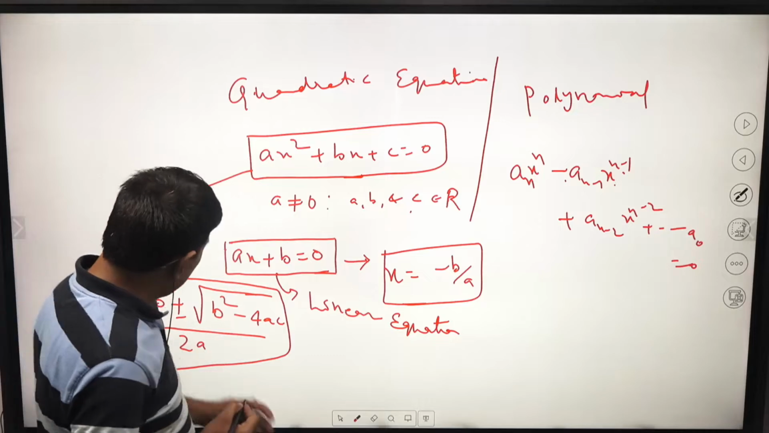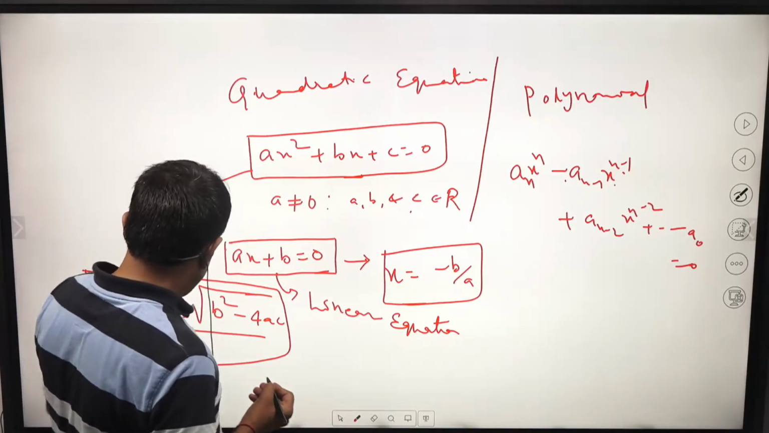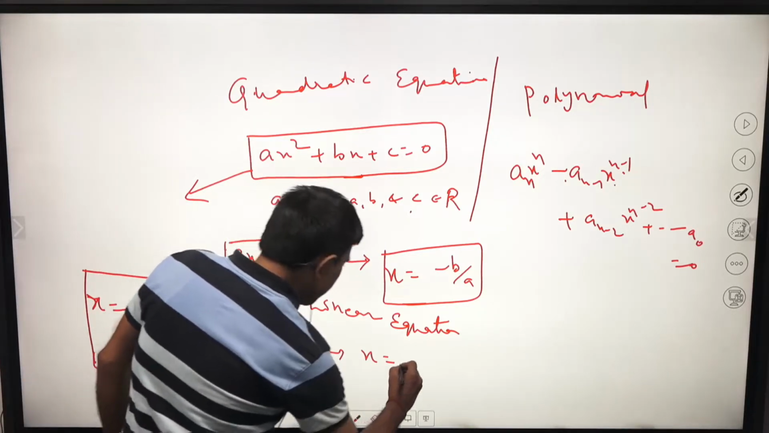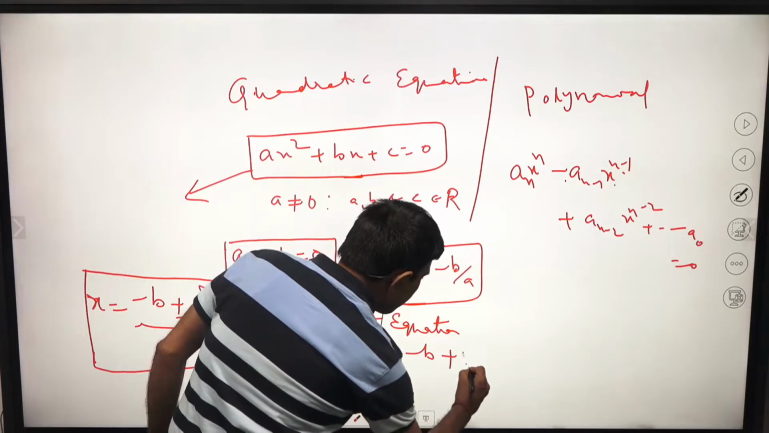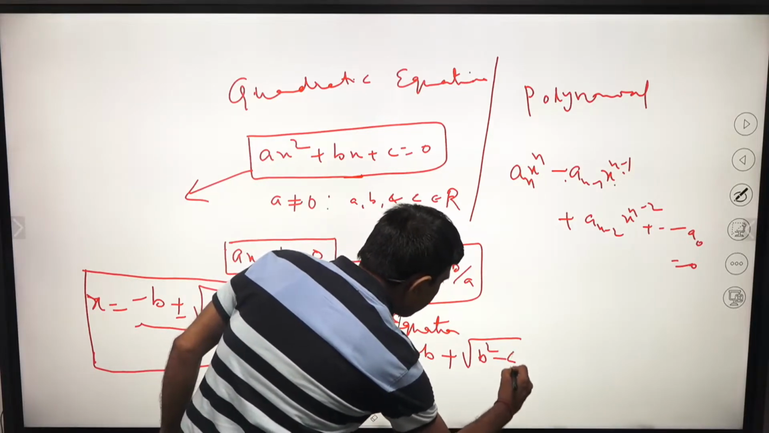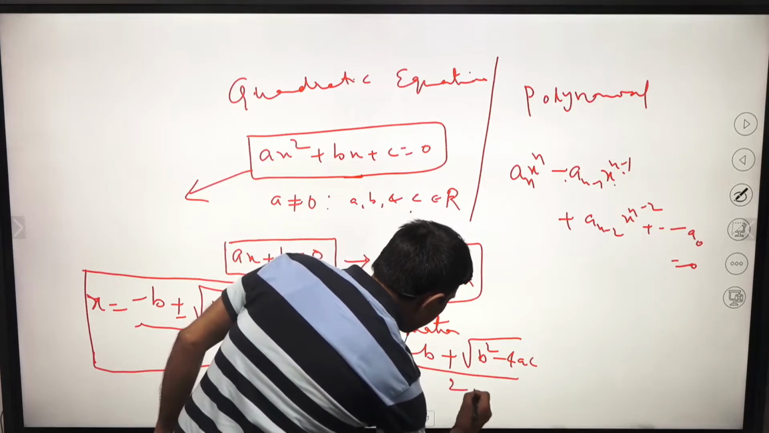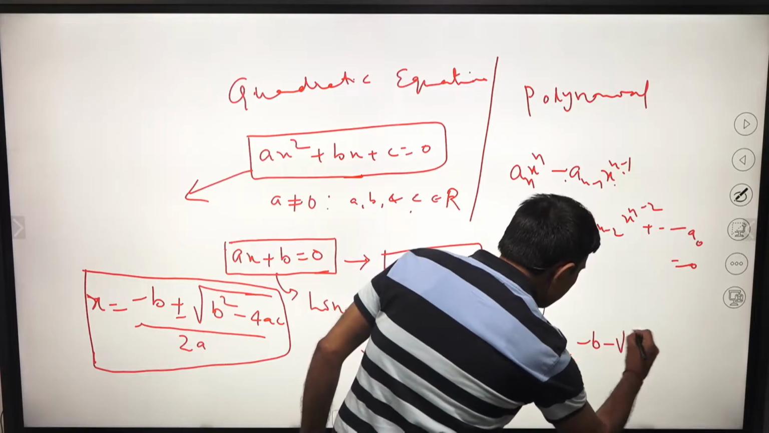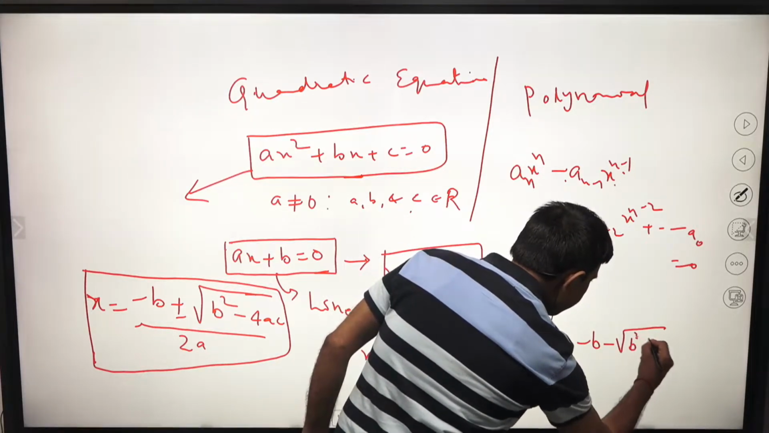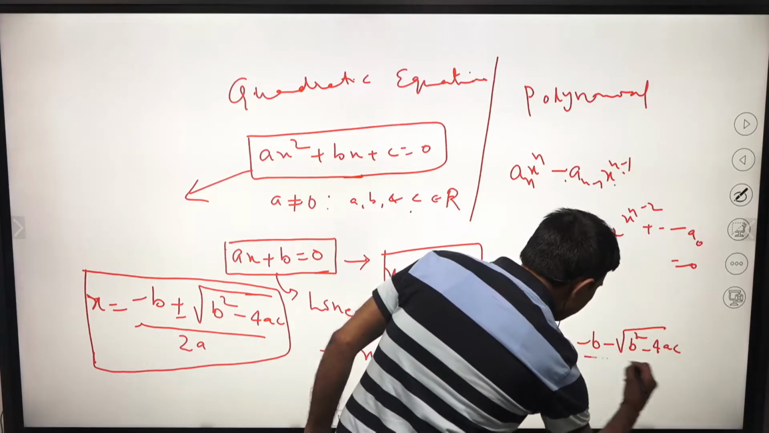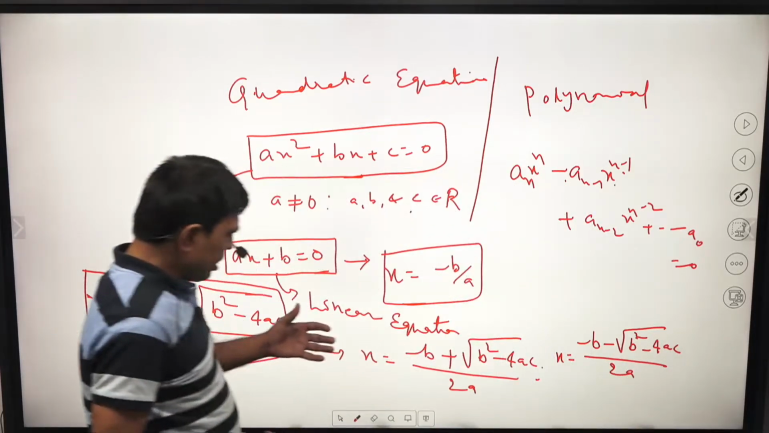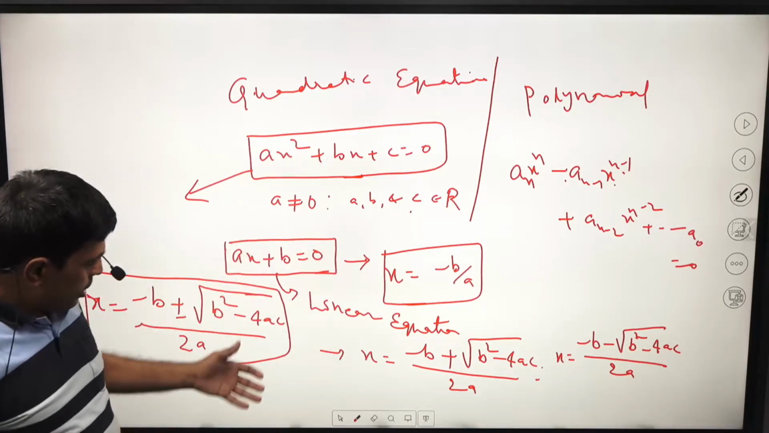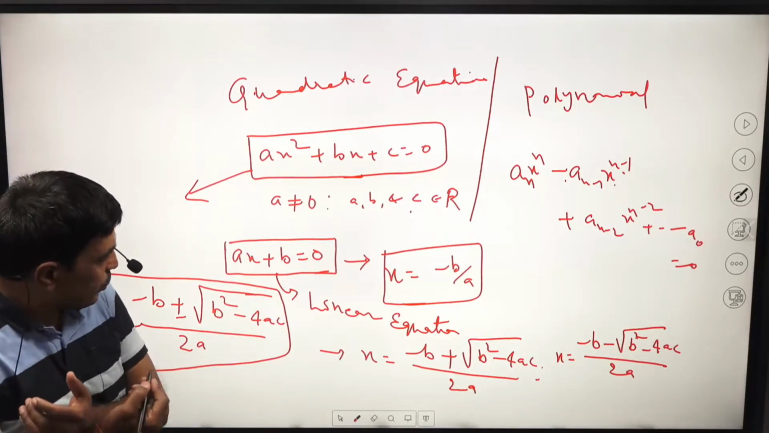So we have two roots. One is x = (-b + √(b² - 4ac)) / 2a, and the other is x = (-b - √(b² - 4ac)) / 2a. This is the other root. So this quadratic has two roots. Now let us move to the nature of quadratic equations.